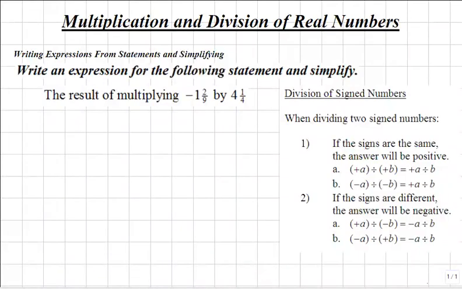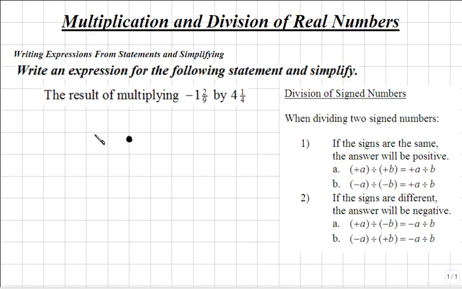Let's write an expression for the following statement and simplify. The result of multiplying -1 and 2/9 by 4 and 1/4. So, in order for us to interpret this, the words "the result of multiplying" will mean that we'll multiply our two numbers together using a multiplication symbol. We'll use a dot to represent multiplying.